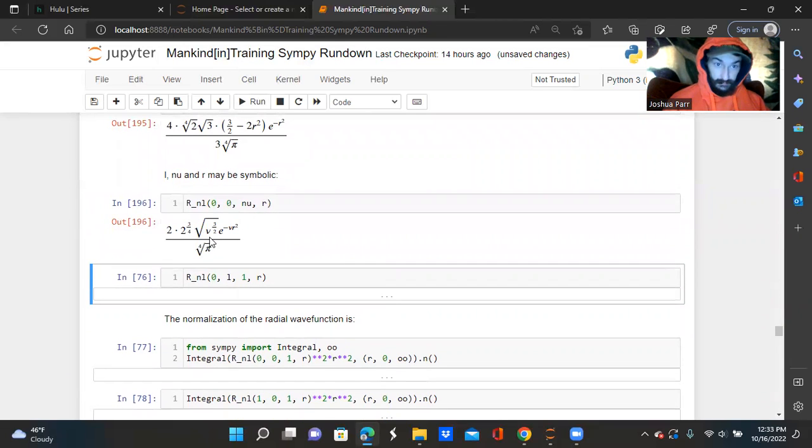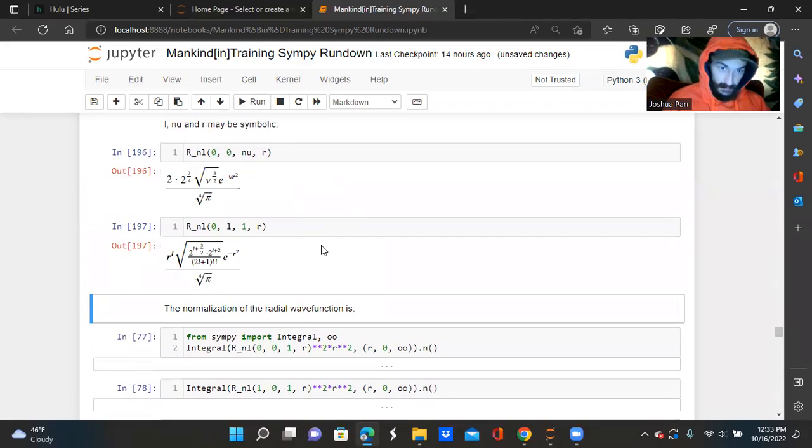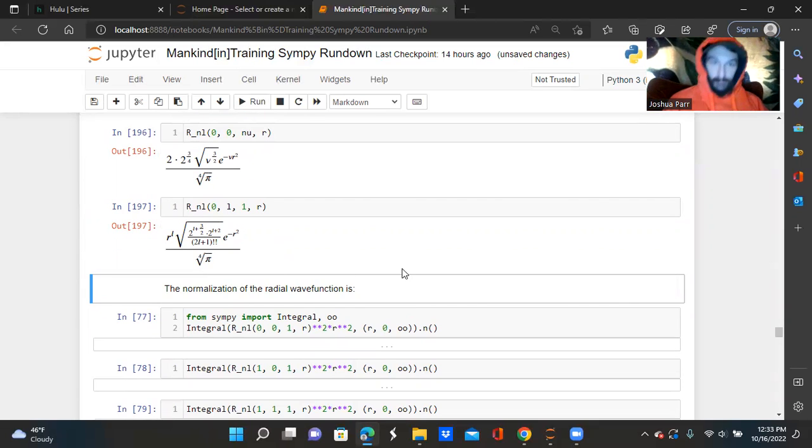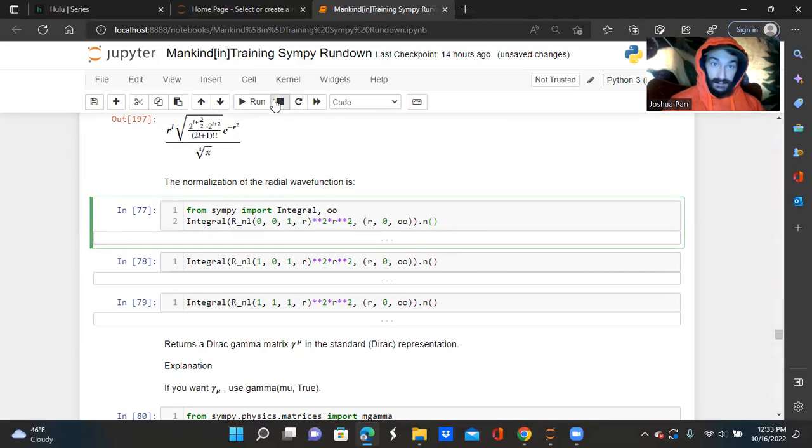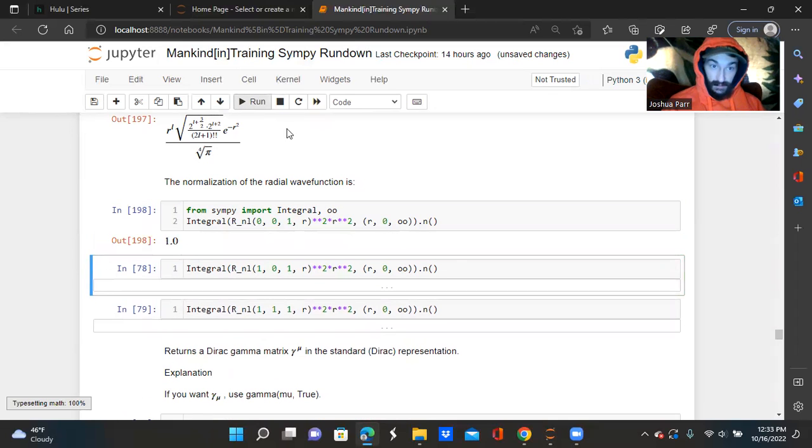Here we are. 2 times 2 to the 3/4 square root of nu 3 over 2 e to the negative nu r of the 4th root of pi. And we have R to the L, 2L plus 1 factorial underneath of 2L plus 3/2 times 2L plus 2. And all of that times e to the negative r squared over the 4th root of pi. So the normalization of the radial wave function will be done like so. Taking the integral and normalize it.